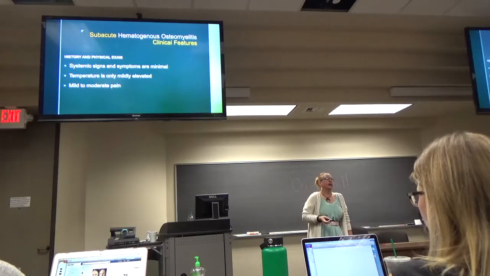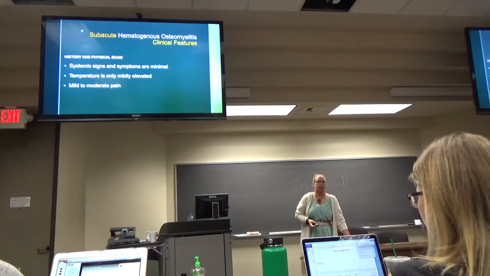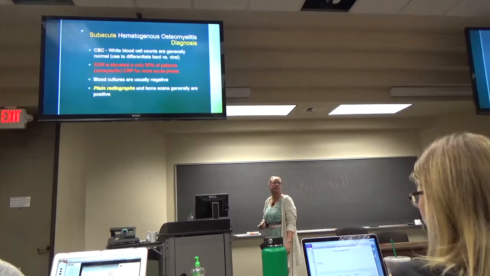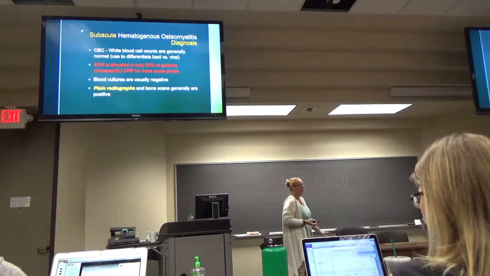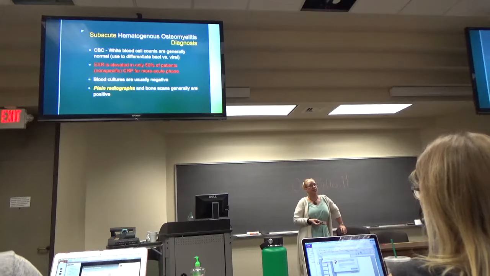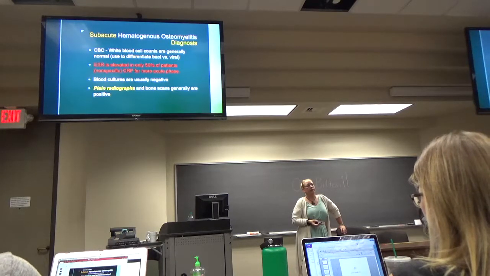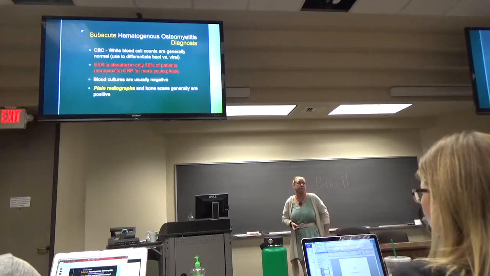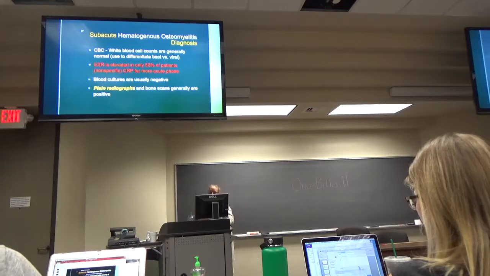Physical examination, again, signs and symptoms are minimal, temperature is just mildly elevated, and their pain is mild or moderate. So just know that it's the same picture, just not as significant. Again, your white count and SED rate are only elevated in 50% of these patients. So if your SED rate and your CRP are elevated, then it's more likely going to be acute. If it is not elevated, it just means that it's not acute. It doesn't necessarily mean that it's not subacute osteomyelitis.